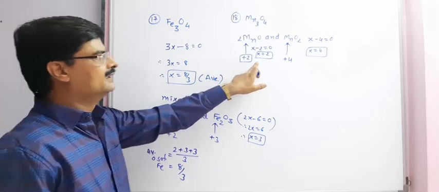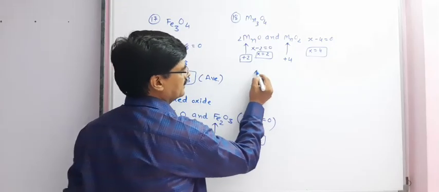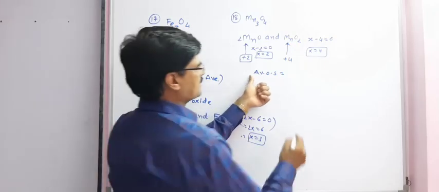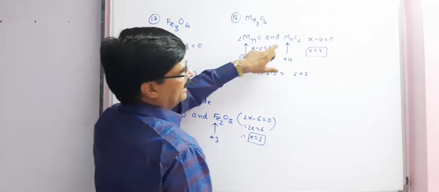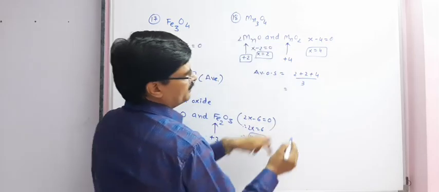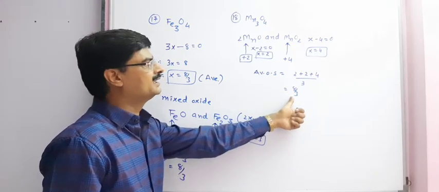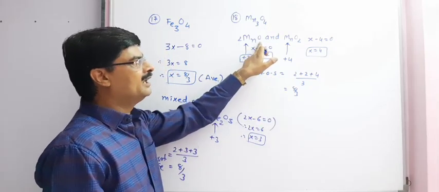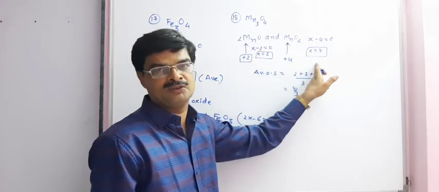These are the real oxidation states. But if the average oxidation state is asked, then it is 2 plus 2, 4, and here also we have 4, divided by 3 Mn atoms, therefore 8 by 3. So the average oxidation state is 8 by 3, but if we have to find the Mn oxidation state, you have to write +2 and +4.